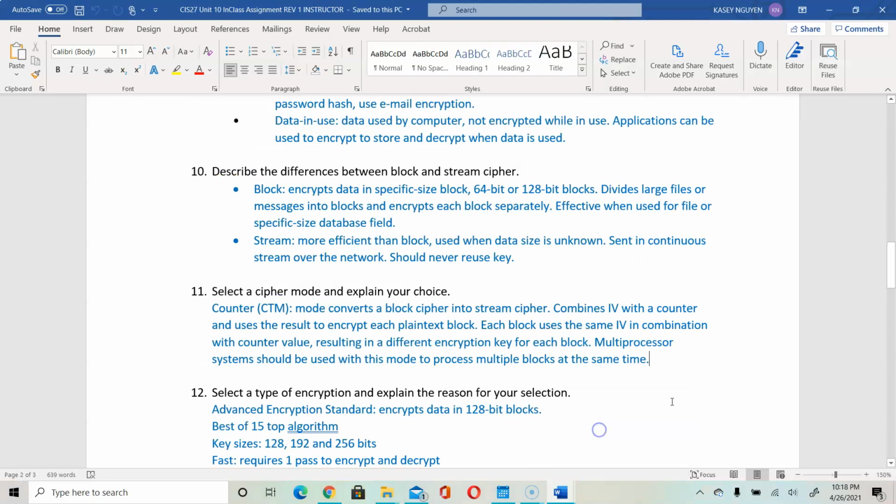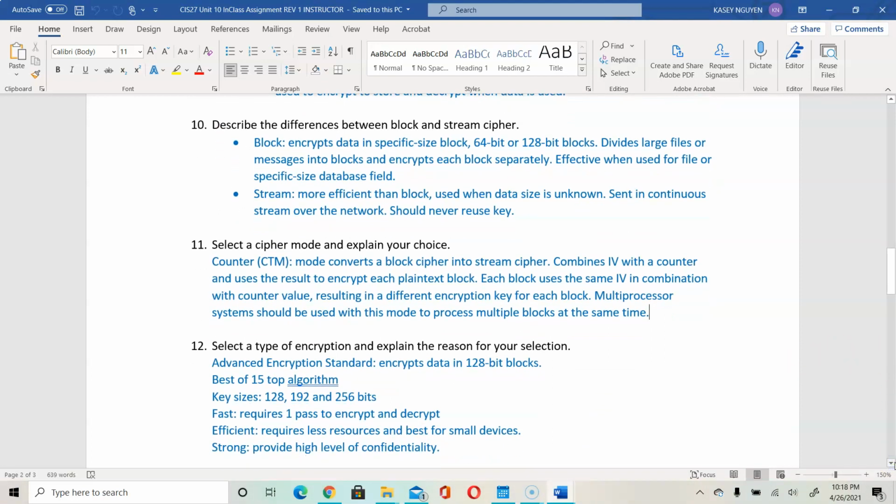So in the next question, we will be asked to select the type of encryption and explain the reason for your selection. I have selected AES, which is Advanced Encryption Standard. It encrypts data in 128-bit blocks. It is one of the top 15 algorithms. The key sizes, the key lengths, are longer: 128, 192, and 256 bits.